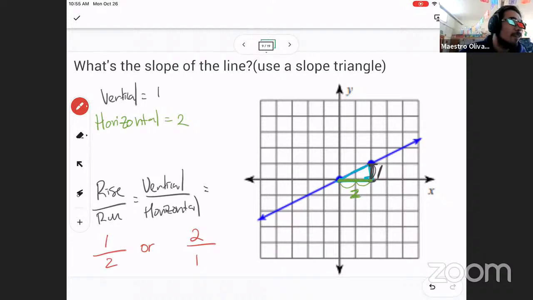All right, so I want to say something right now. Everybody who participated right now, all of you are correct. It's 1/2. It's 1/2 because the vertical is 1 and the horizontal is 2. Give yourselves a pat on the back, okay? At some point, I know in this class, y'all are really gonna trust yourselves.